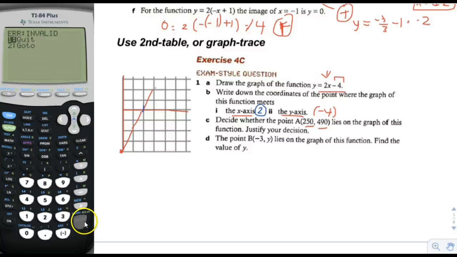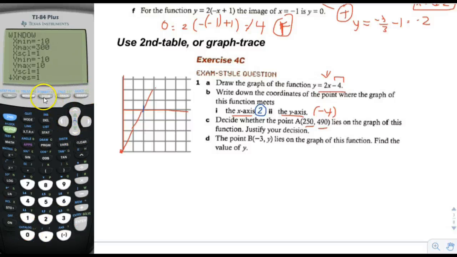Unfortunately it gives me an error because 250 is way off the screen. So let's make it so the 250 is on the screen. We'll do a window, and then we'll make the x max like 300, and then 250 will be on the screen. The other thing we're going to have to do is make it so that the zoom is zoom fit, because if we go out to x equals 250, then y is going to be huge. We want to make sure it's still on the screen, so we do zoom fit. After you adjust the x value, you should always do a zoom fit.